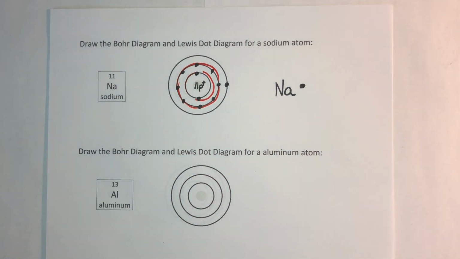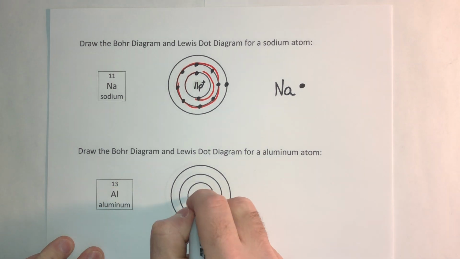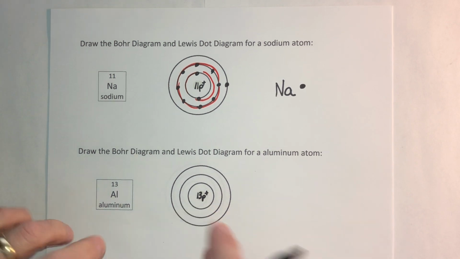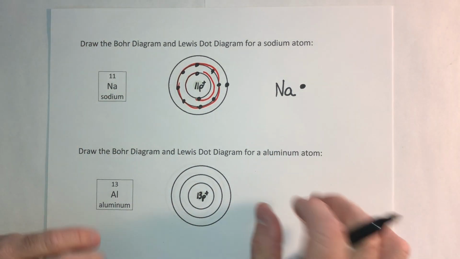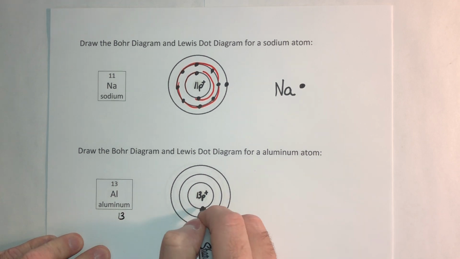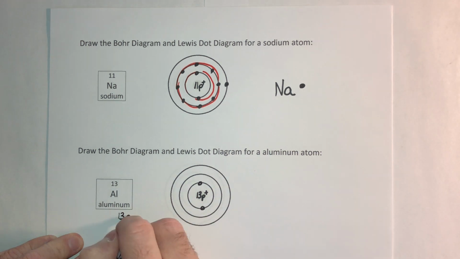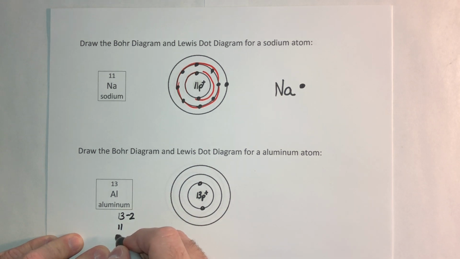Okay, let's try aluminum. So aluminum is element number 13. Aluminum does have 13 protons, which means that aluminum also has 13 electrons, right? It's an atom. It has to be electrically neutral. 13 positives, 13 negatives. So if we keep kind of a running tally, 13, I'm going to put 2 in the first orbital, because the first orbital can hold 2. That leaves me with 11. The second orbital can hold 8, and well, I've got way more than 8 electrons.